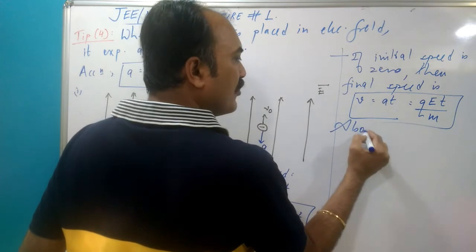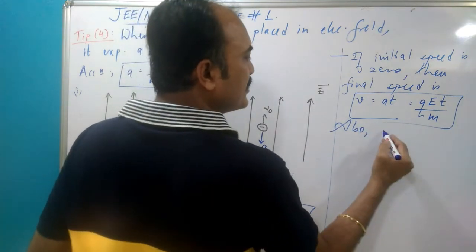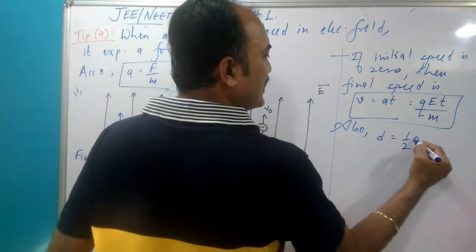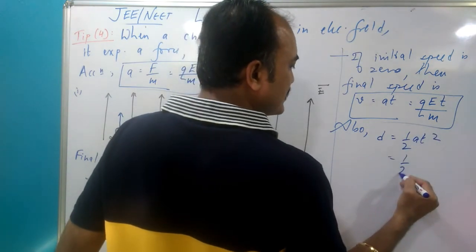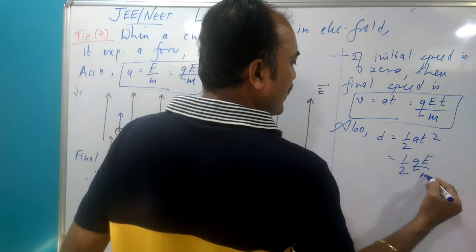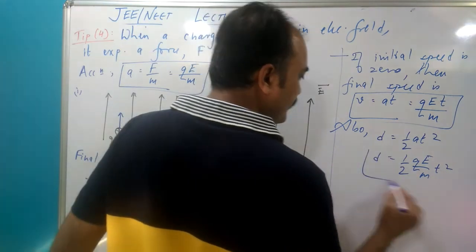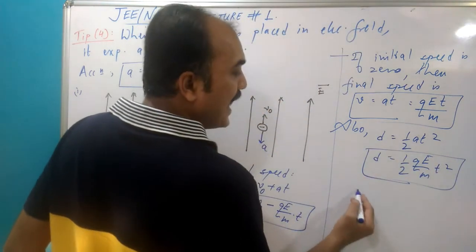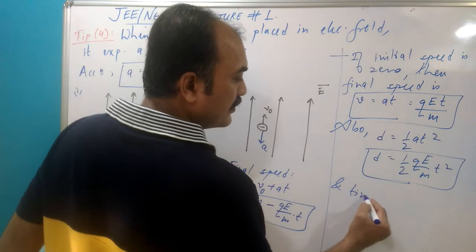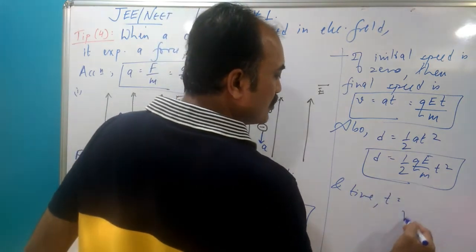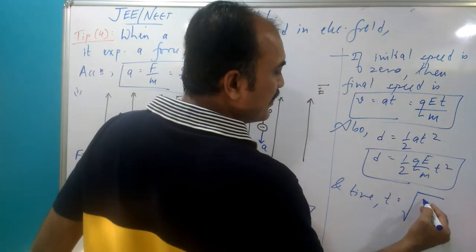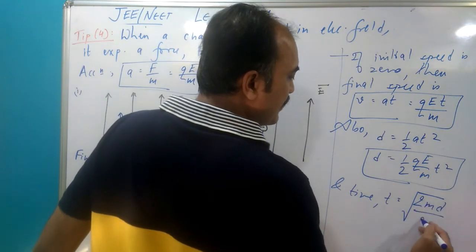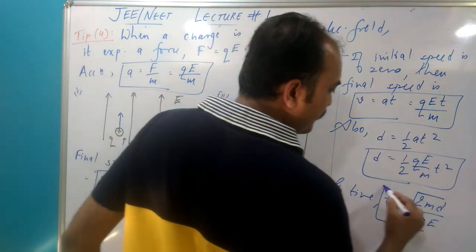Also, as a matter of fact, you also saw these two equations. Distance traveled is half AT square, which is half QE by M into T square. Very lovely equations. And time T was root of 2md by QE; you can use this equation here and find time.